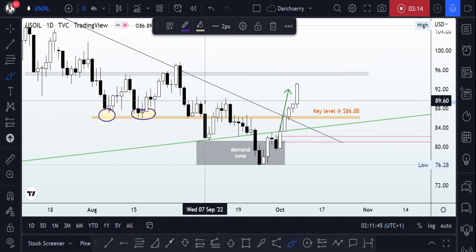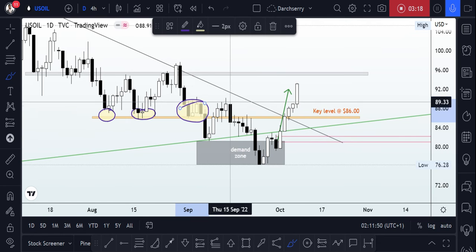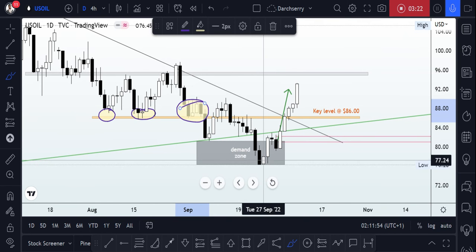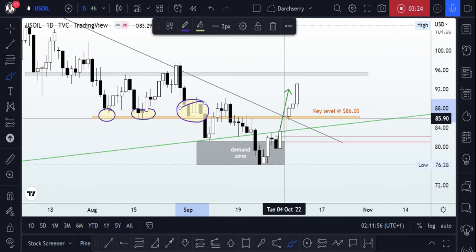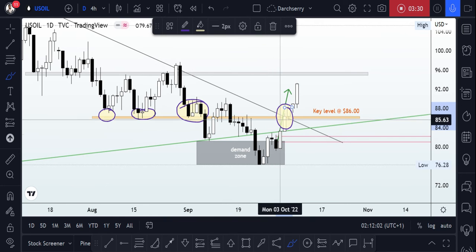And then we saw the breakdown of the structure during the early days of September, though price came back but was met with stiff resistance pushing price right to the downside. And last week, we saw the breakout of the $86 level, which also shares a confluence with that bearish trend line to give us a clue of the strength of the buyers at this point.